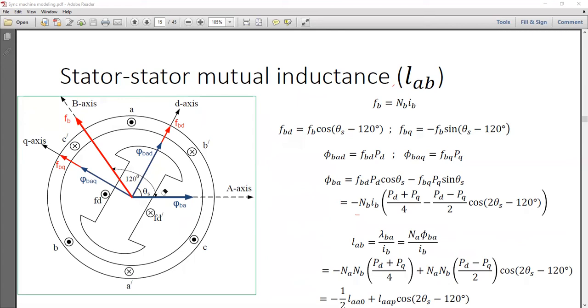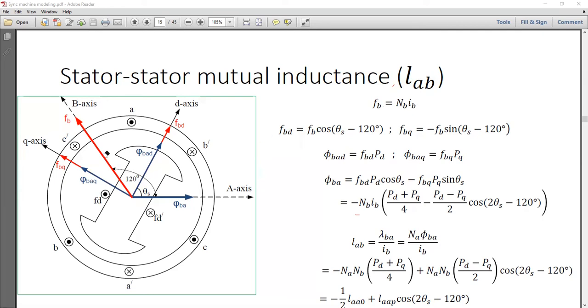Now we are representing the angle between A and B. Theta S remains as theta S. Remember, you can't change the rotor position. While calculating the inductances, keep it at some fixed position and then calculate all the inductances, because inductance actually changes from position to position. So we keep the rotor position where it is and calculate the different inductances. FB is NB IB.